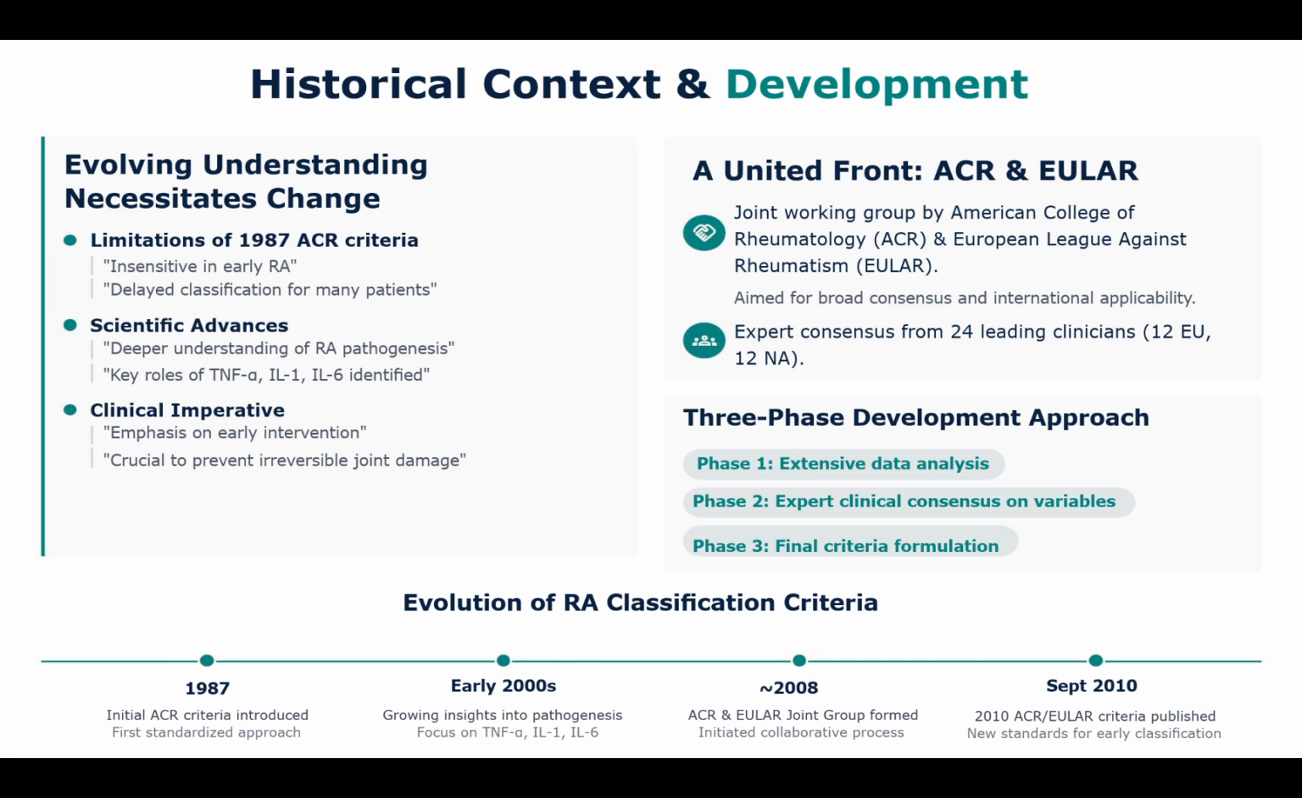These all led to an amazing collaboration between the American College of Rheumatology, or ACR, and the European League Against Rheumatism, EULAR. They put together a joint working group that went through a three-stage development process, analyzing tons of data and gathering expert opinions from 24 clinicians. All that hard work paid off with the publication of these new criteria in September 2010, quite an achievement.